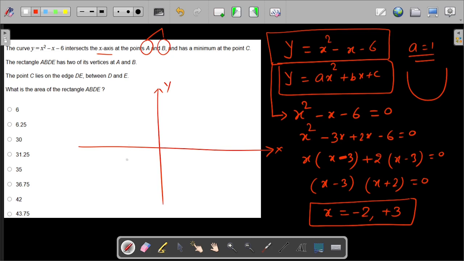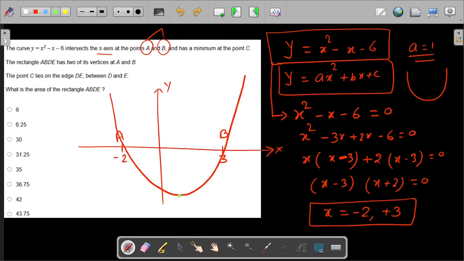So let us mark them first. Let's suppose minus 2 is here, and plus 3 is here. So this may be our point A and this may be our point B, and we know the curve should be upward concave. So the upward concave curve should be like this, and it has a minimum at point C. Don't confuse this with the y-intercept. Right now this is the y-intercept, but we have to find the minimum. So it may be like this. In our diagram the point of minimum is here. So what we can do is find its minimum value as well.